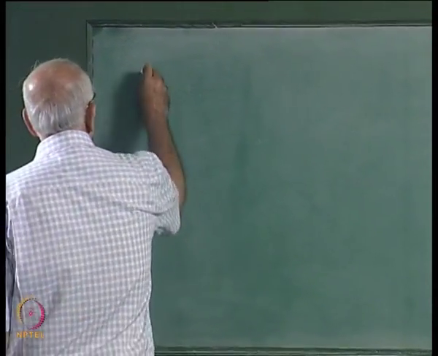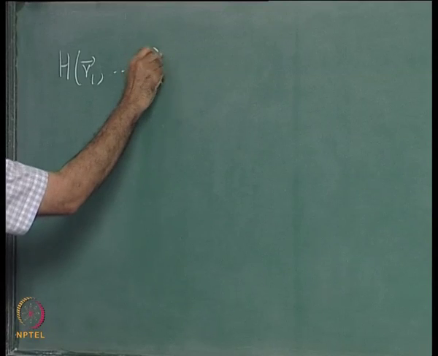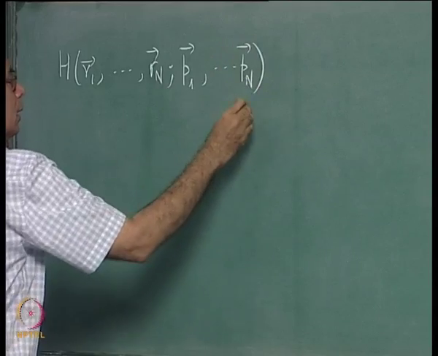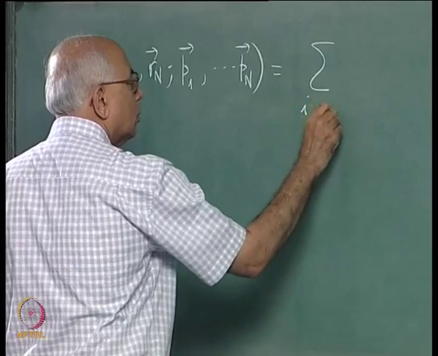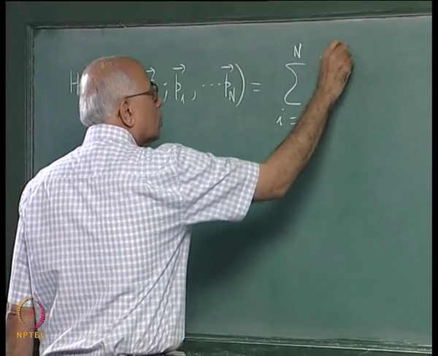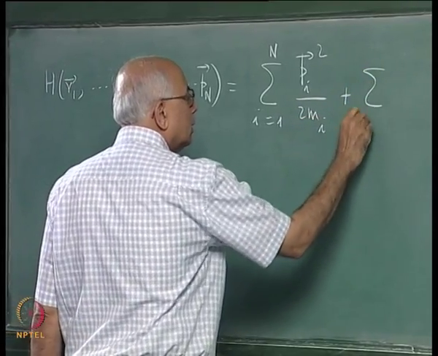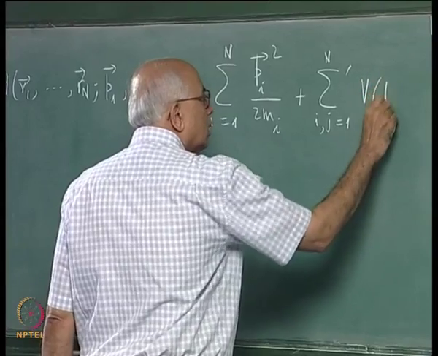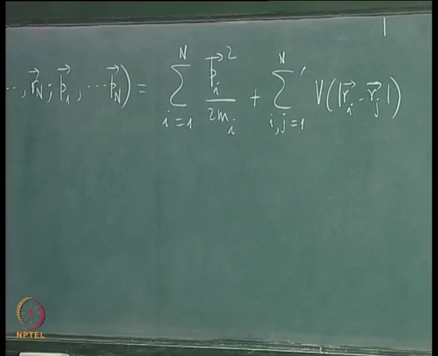This Hamiltonian was a function of all the coordinates of the n particles and of the corresponding conjugate momenta p1 to pn. It was in the form of the sum of the kinetic energy and the potential energy of the particles. So it was a summation i equal to 1 to n of pi squared over twice the masses of the particles, plus a summation over i, j equal to 1 to n, no self interaction, of the pairwise potential energy, which was a function of the modulus of ri minus rj.